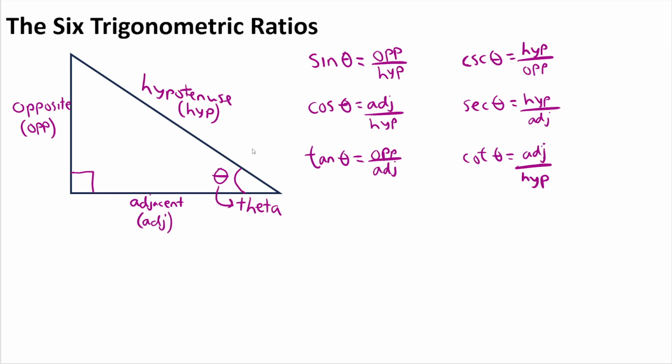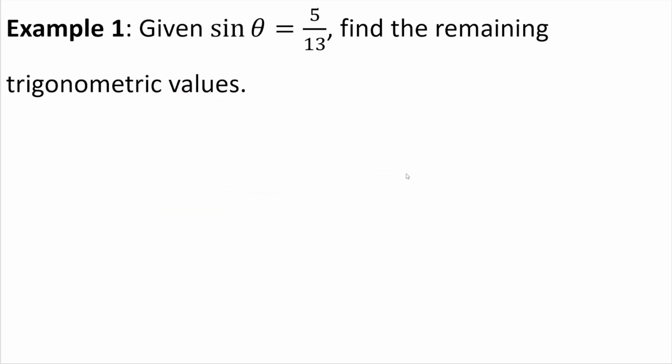So our goal is to see if we're given any one of these 6 trig values or ratios, how can we find the remaining 5? So let's get started. In this first example, given that sine theta is equal to 5 over 13, we want to find the remaining trig values.